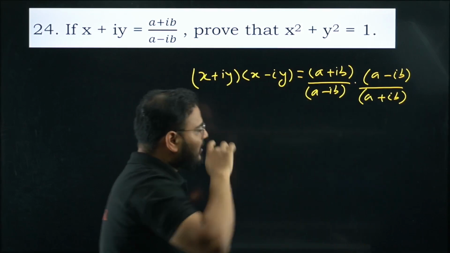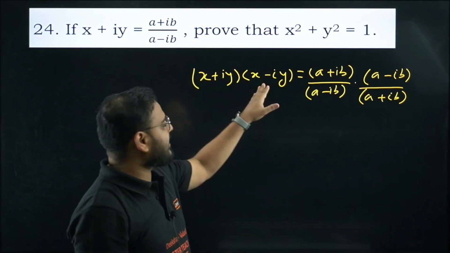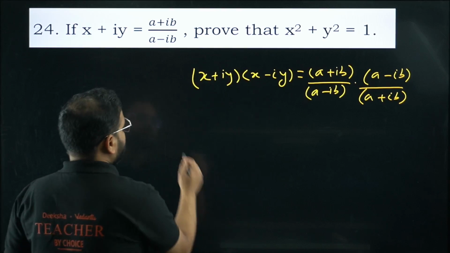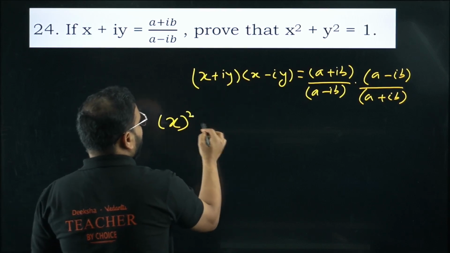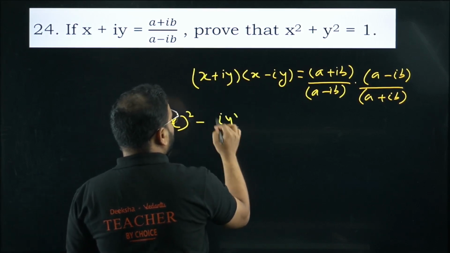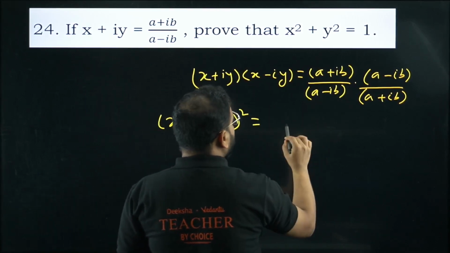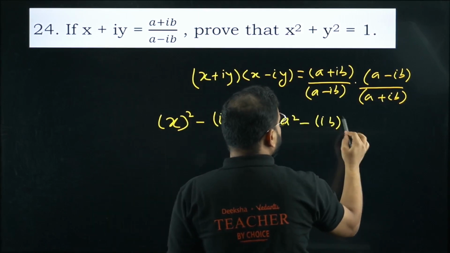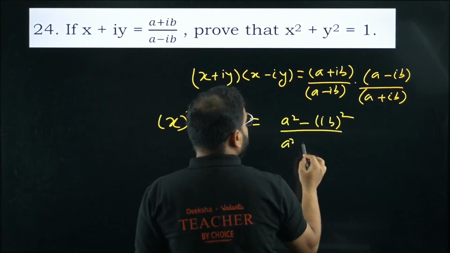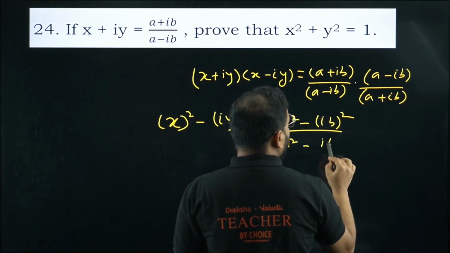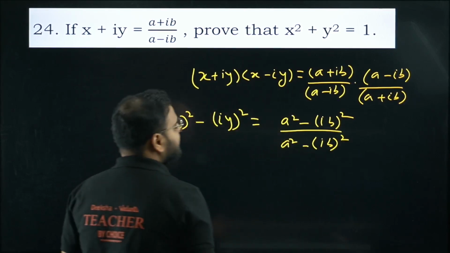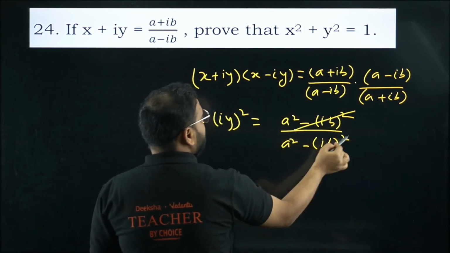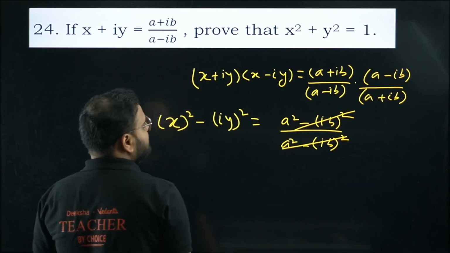This is making a formula, right? A plus b, a minus b, so a square minus b square. So x square minus iy the whole square. Over here also same thing. A square minus ib the whole square divided by a square minus ib the whole square. Same thing is there, means I can cancel. It will become simply 1.